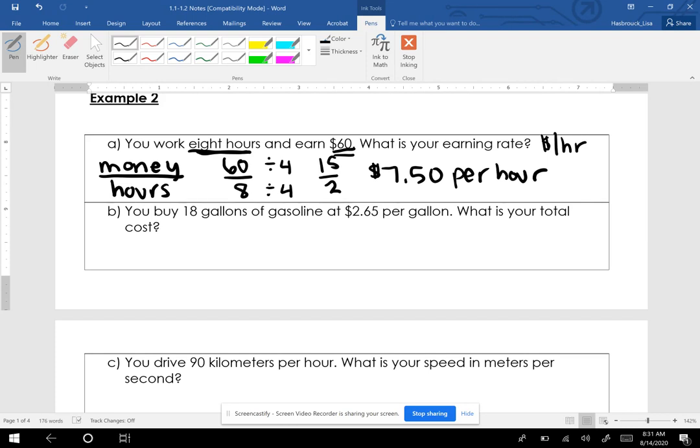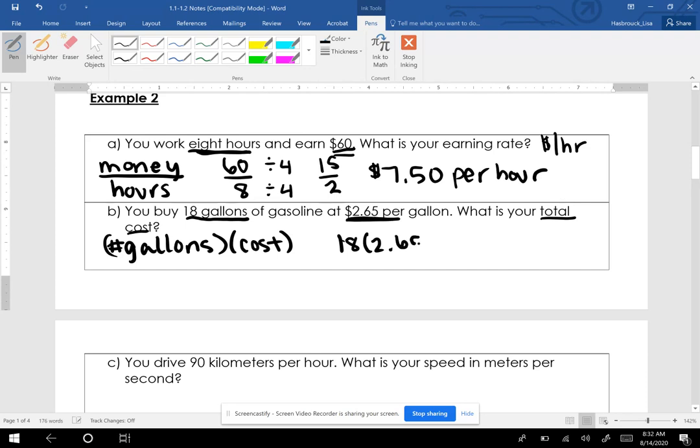For part B, it says you buy 18 gallons of gasoline at $2.65 per gallon. What is your total cost? Okay, so we're trying to figure out total cost, how much you paid for all of the gas. We bought 18 gallons, and each gallon is $2.65. So to figure out how much we paid for total, we need to take the number of gallons times the cost per gallon. So 18 times $2.65. And our total cost would be $47.70.